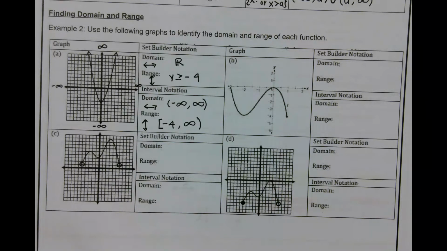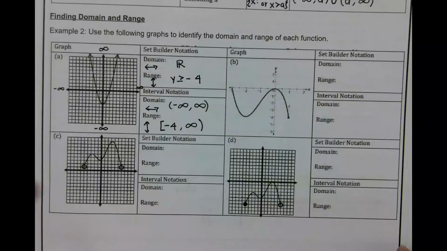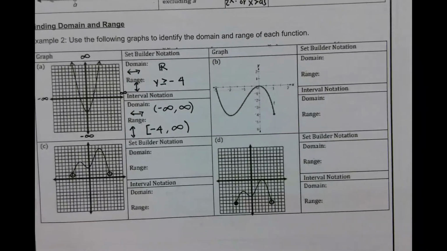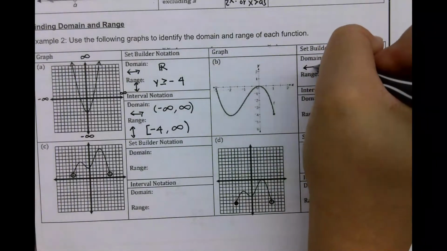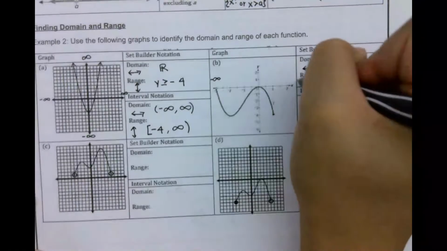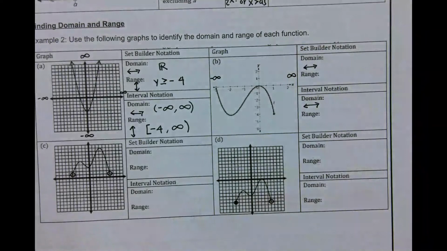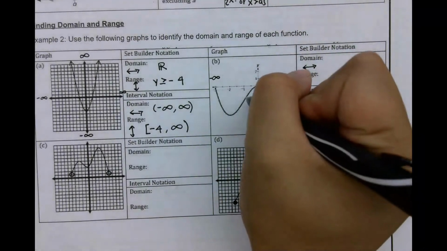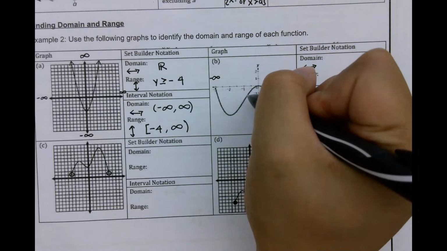So that's domain and range. Okay, let's try again. Again, domain, I want you to think left and right. On the left is negative infinity, on the right is positive infinity. So we always start with our smaller number. I'm going to place my person on the graph, and we're going to walk to the left and see how far left we can walk.